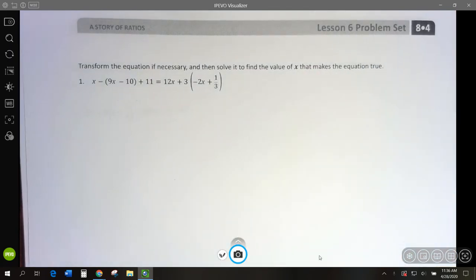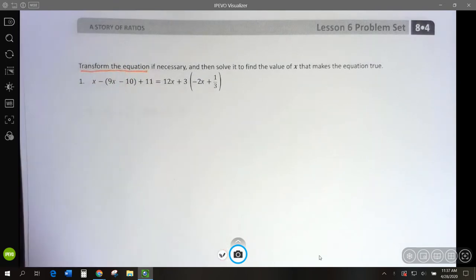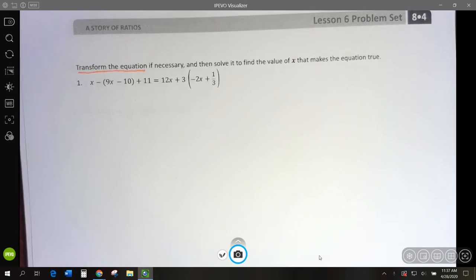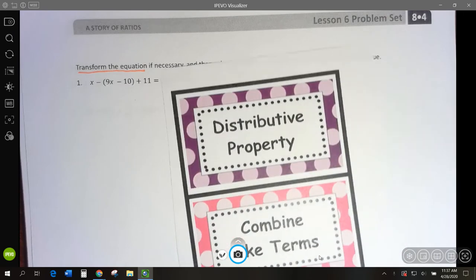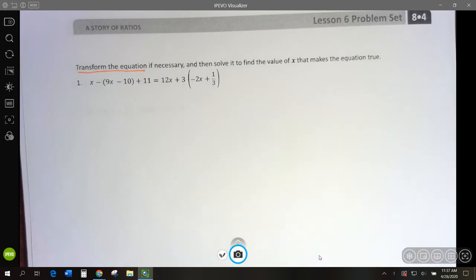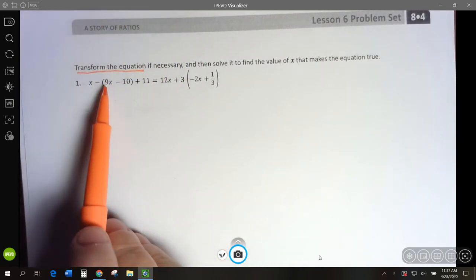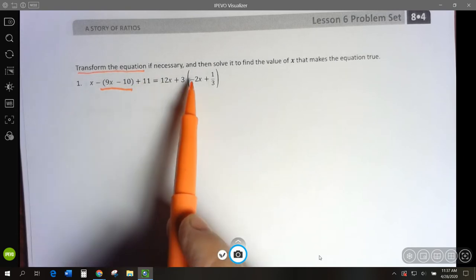We will be solving equations. To look at the directions, it says to transform the equations, really transform meaning to simplify it, and then find x. Remember our steps. Our first step is the distributive property. So do we have any distributive properties here? We do here and here.